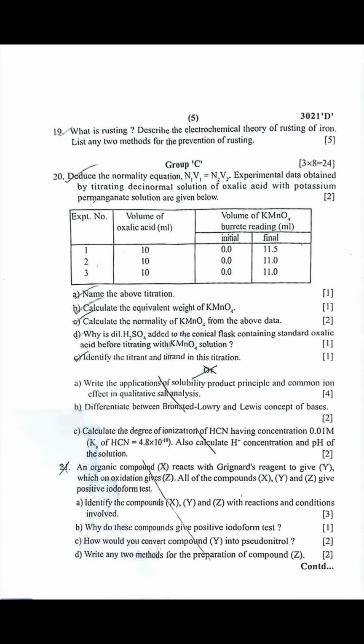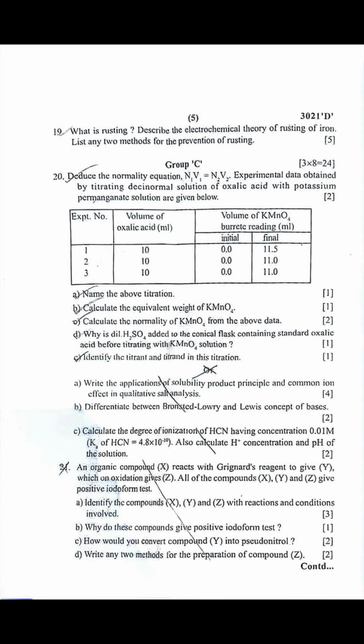Group C, question 20. Deduce the normality equation N1V1 equals N2V2. Experimental data obtained by titrating decinormal solution of oxalic acid with potassium permanganate solution are given below. A. Name the above titration. B. Calculate the equivalent weight of KMnO4. C. Calculate the normality of KMnO4 from the above data. D. Why is dilute H2SO4 added to the conical flask containing standard oxalic acid before titrating with KMnO4 solution? E. Identify the titrand and titrant in this titration.